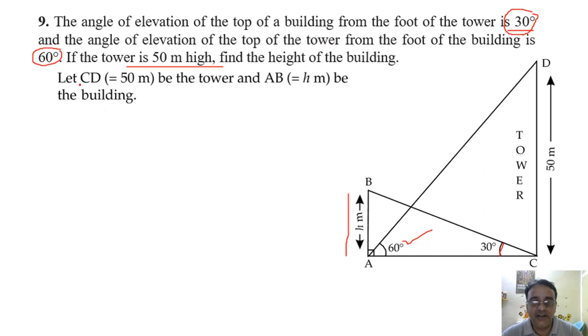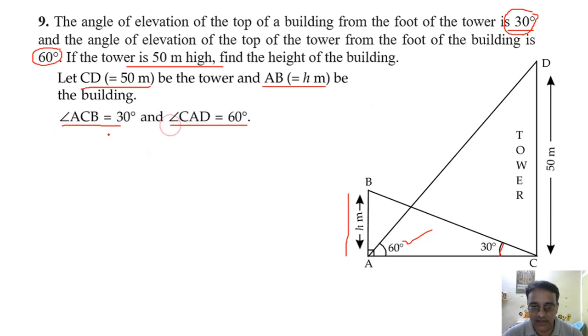Okay. So let CD equal to 50 meter be the height of the tower, and AB equal to h meter be the height of the building, and these two angles are also given. Angle ACB is equal to 30 degree and angle CAD is equal to 60 degree. So there are two right triangles. Tell me which ones? ACD and ABC. Right. ACD, ACB or ABC, and ACD.